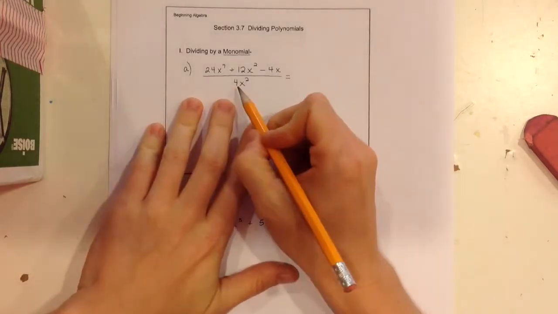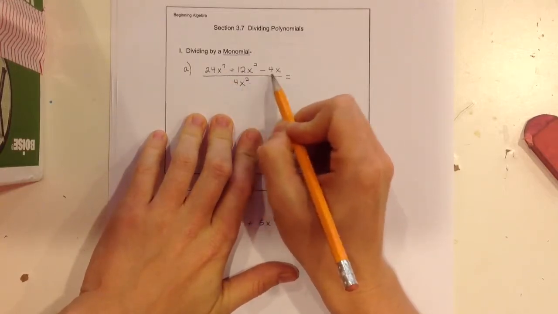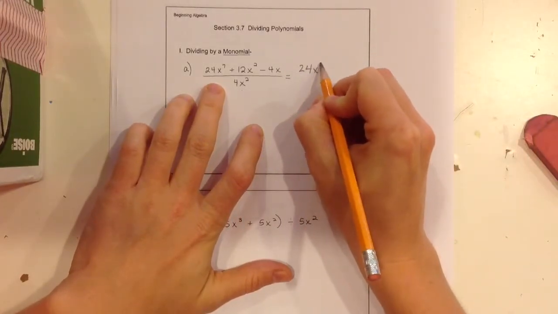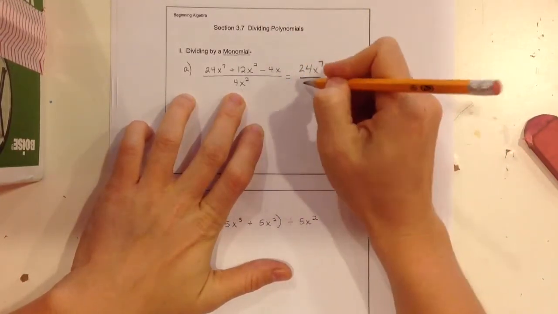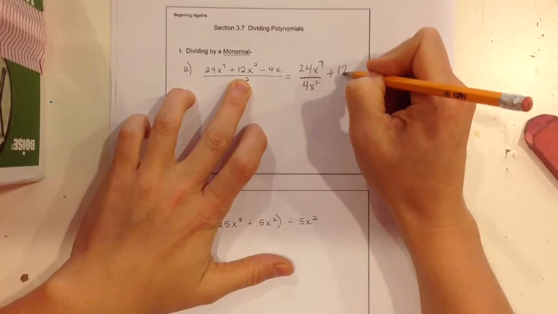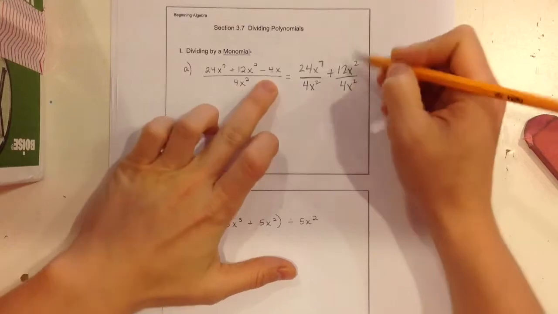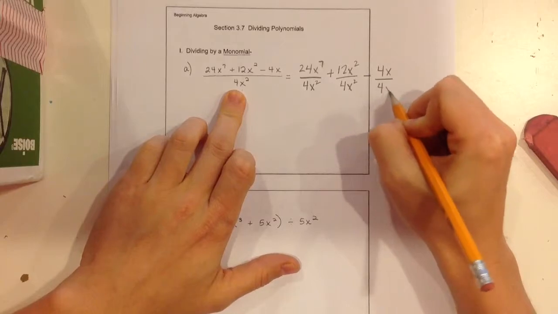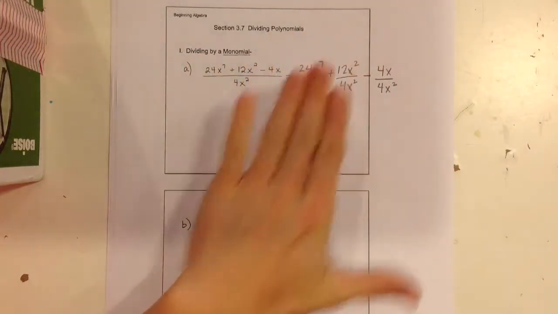So what we're going to do is rewrite this so that the monomial is under each of the terms of the polynomial above. I'm going to rewrite this as 24x to the 7th over our monomial 4x squared. Then put that plus sign that's in between, and write 12x to the 2nd over our monomial 4x squared, and then the minus sign, and 4x over our monomial 4x squared. So we have three separate problems that we're going to look at individually.